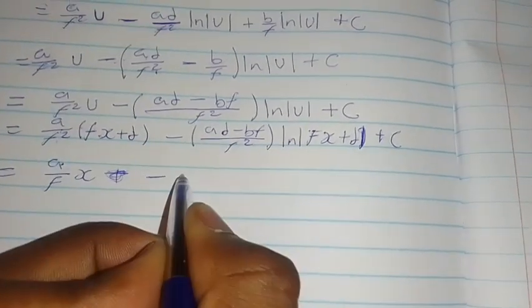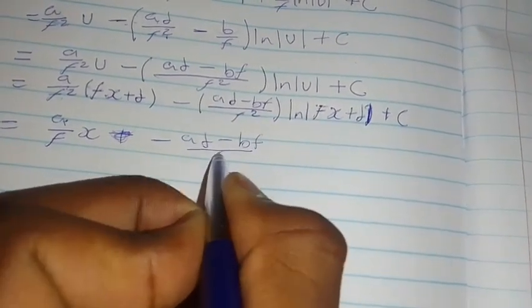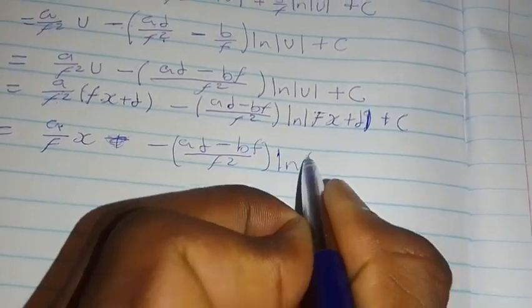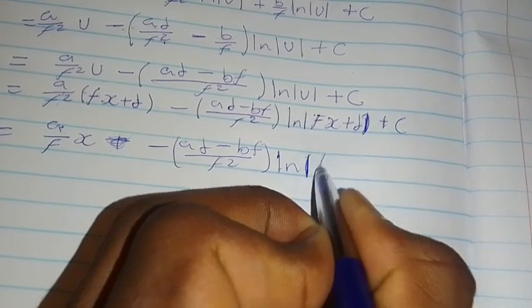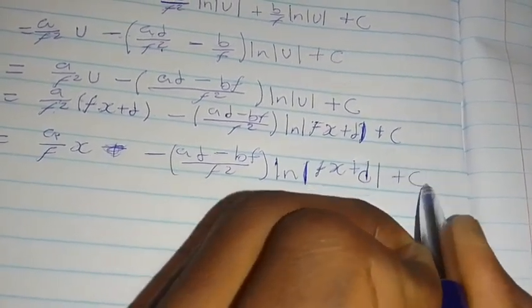Then we'll have minus AD minus BF over f squared. Don't forget to open brackets on this one. Then you have ln the absolute value of fx plus d, then you add your constant there. So that's the shortcut if you keep in mind this formula.